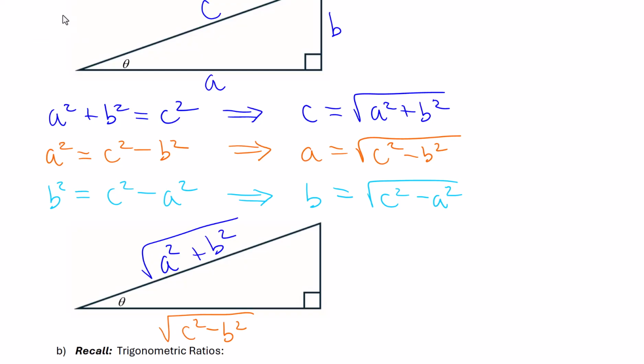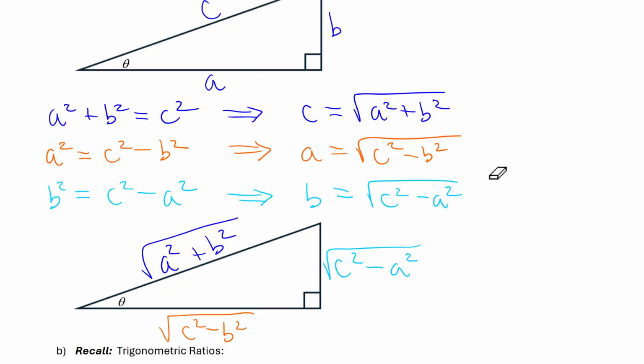And then thirdly, as you can probably guess by now, we'll take the side B that we originally had as that vertical side on the right. We solved for B, and we can now replace that with the square root of C squared minus A squared, as we got when solving for B from the Pythagorean theorem.